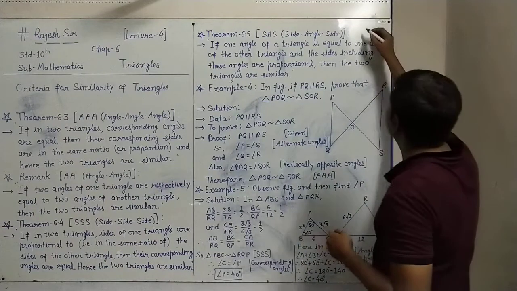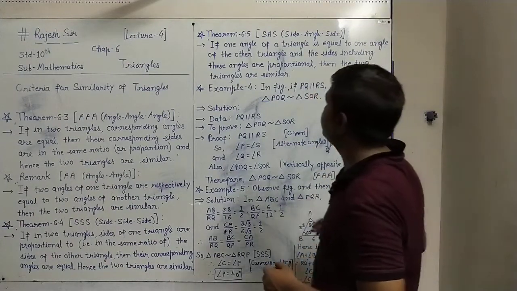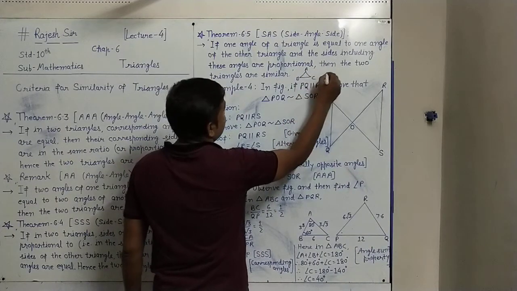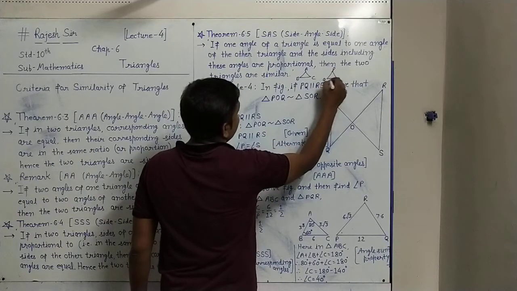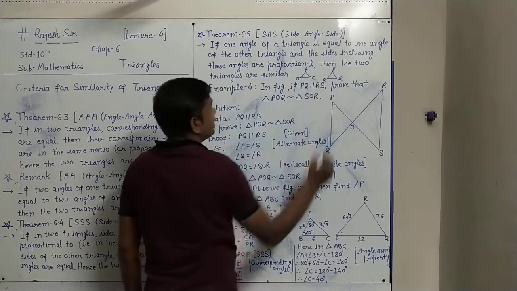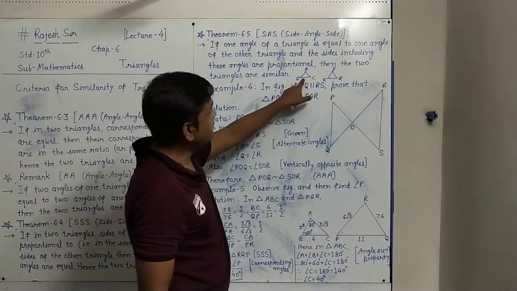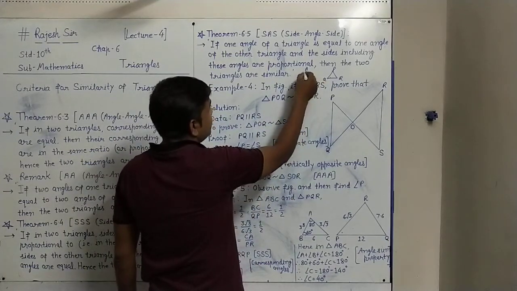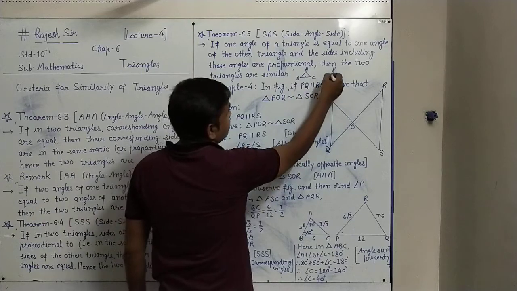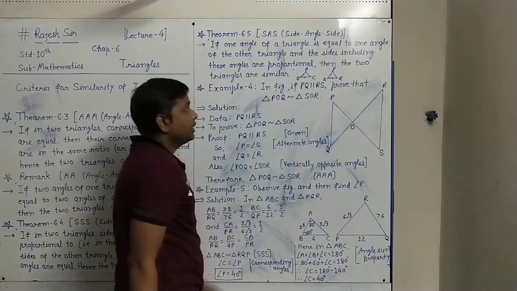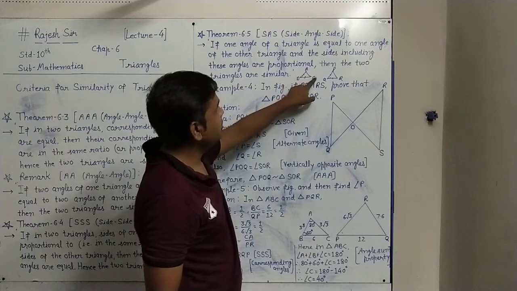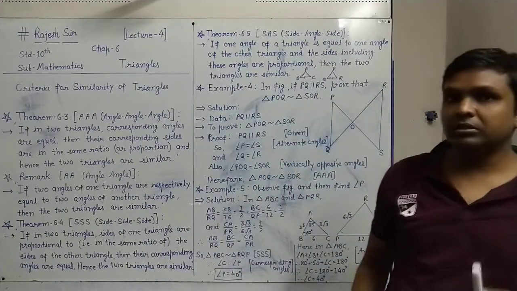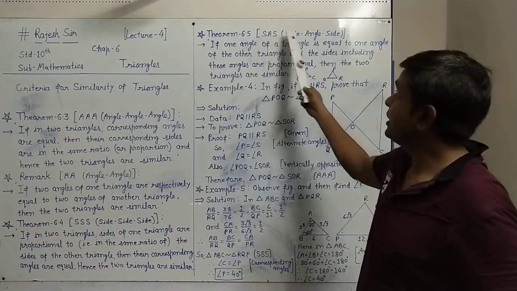Here I show that triangle ABC and triangle PQR, angle B equals angle Q, one angle of one triangle is equal to one angle of the other triangle. Then the sides including these angles are AB and BC in ABC, and PQ and QR in PQR. And if they are in proportion, that is AB upon PQ equals BC upon QR, then also the two triangles are called similar, and this criteria is called SAS, side angle side.